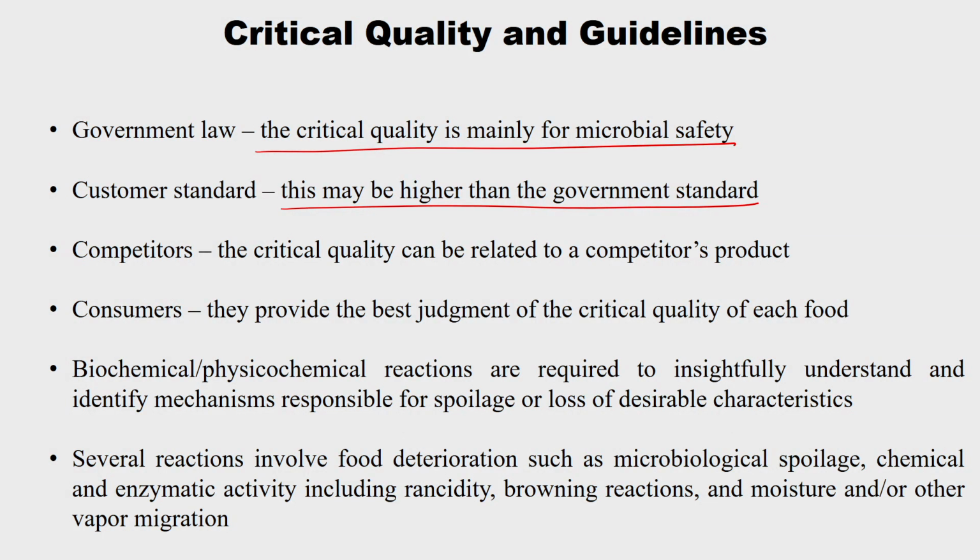Right. And competitors, for the same product, 2 competitors may have different regulations. Right. So, the consumers obviously will go for the higher quality given by the manufacturer. So, the critical quality can also be related to the competitor's product, and consumers provide the best judgment on the critical quality of each food, right, because they pay and get the product. So, obviously they would get the product which is of high quality.